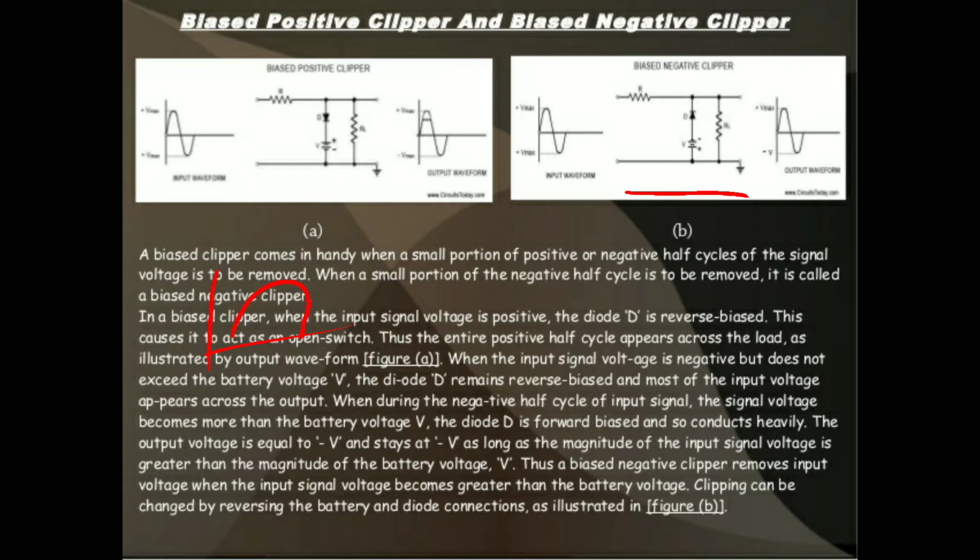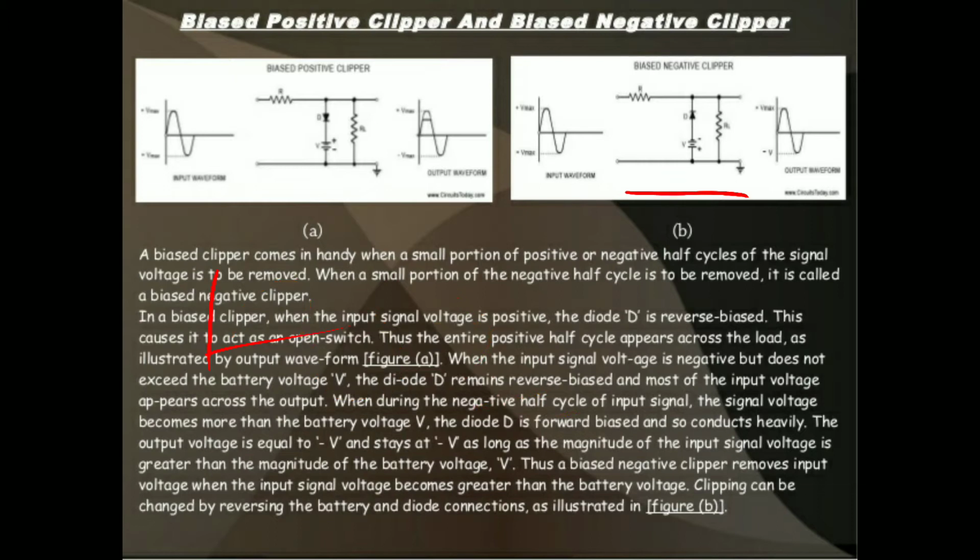While we are considering the negative half cycle, the diode goes to the forward bias condition, which is in conducting condition, and the reference voltage is applied. Here the reference voltage is fixed at some voltage, and that voltage will appear at the load resistor. So Vout is equal to minus VR. So the output will be like this. This is the operation of the negative biased clipper.